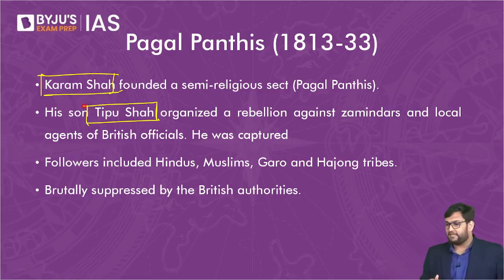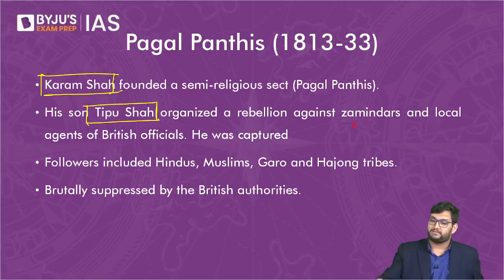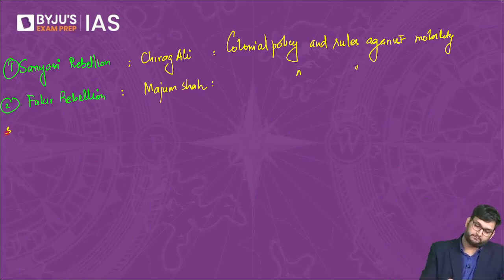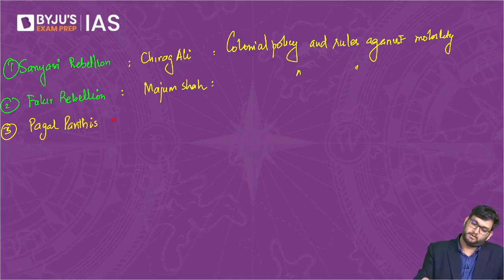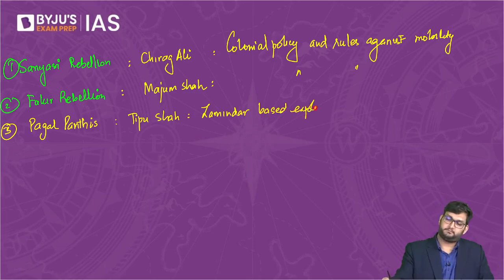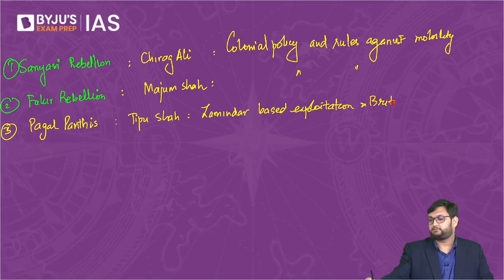So basically this rebellion is against zamindars and local agents. So we can just add it to our list, which is third: Pagalpanthis, Tipu Shah, zamindar-based exploitation, and British agents.